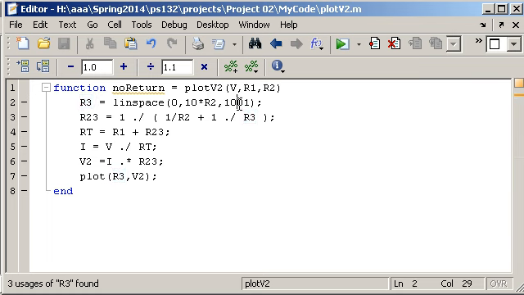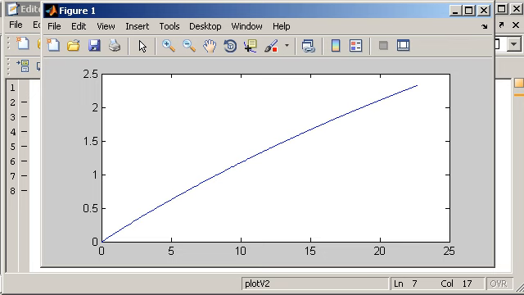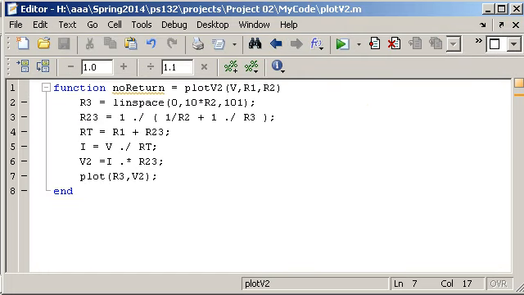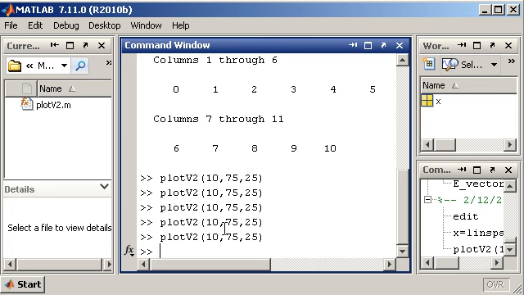Yeah, I got a feeling I'm not going to need that many points here. So this is a function of R3, now it's a function of R23. So save that. And then we go from 0 up to about 25 ohms. And as far as I'm concerned, that doesn't make any sense because R2 is 75 ohms.